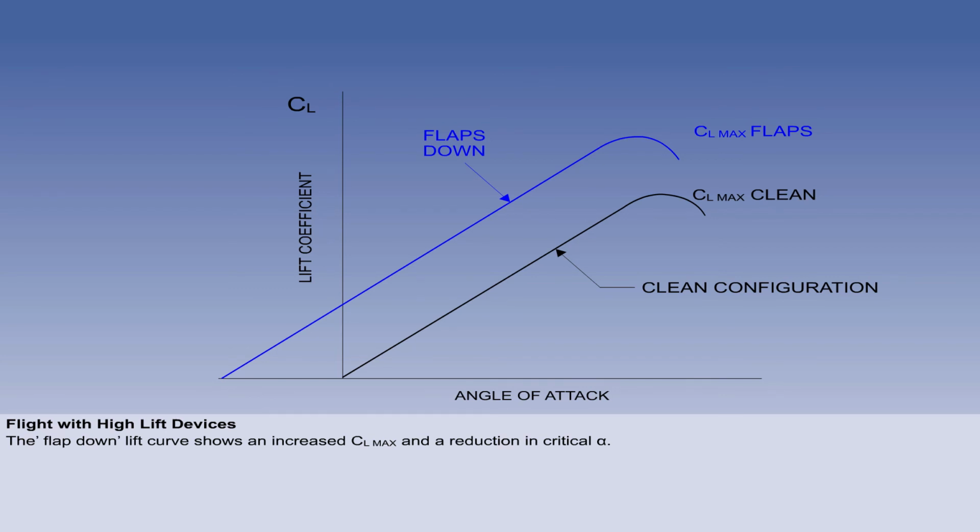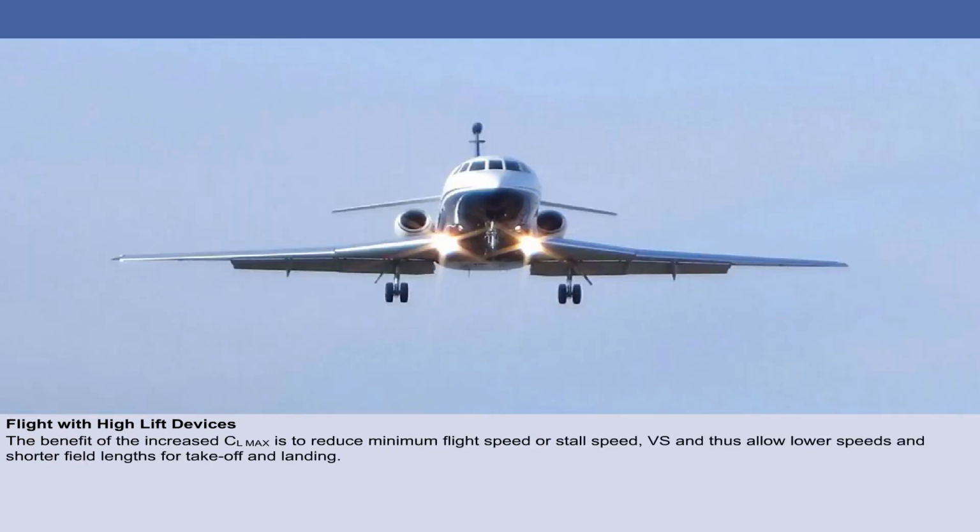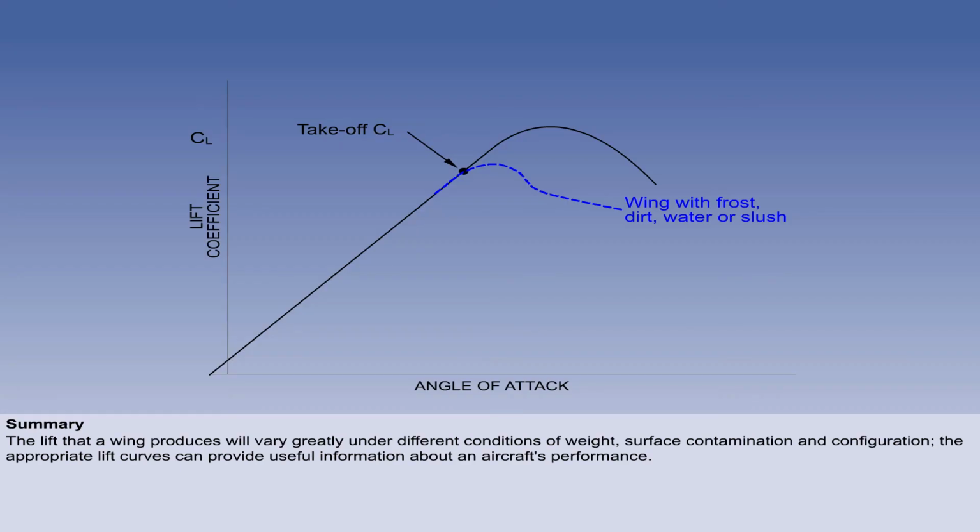The benefit of the increased CLmax is to reduce minimum flight speed or stall speed, VS, and thus allow lower speeds and shorter field lengths for takeoff and landing. The lift that a wing produces will vary greatly under different conditions of weight, surface contamination, and configuration. The appropriate lift curves can provide useful information about an aircraft's performance.